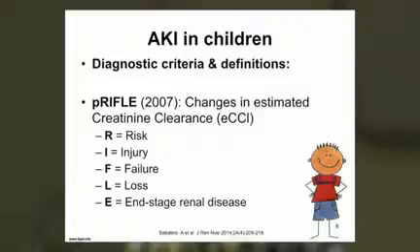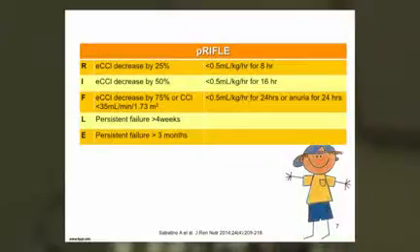Then the L is the loss of kidney function, and the E is the end-stage kidney disease, although they still call it end-stage renal disease. And these are just the different diagnostic criteria. When the clearance decreased by 25% with some urine output, and eventually you have your end-stage kidney disease as persistent for 3 months.